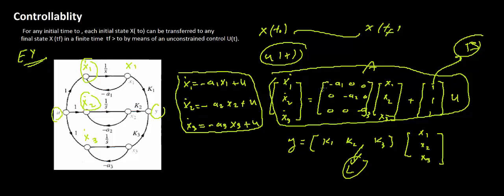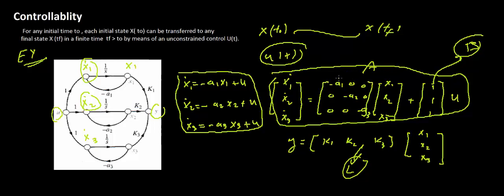I just need to point out now the concept of controllability: if we have some control input that will make the system go from one state to another in finite time, and this control input is unconstrained, we call this controllability.